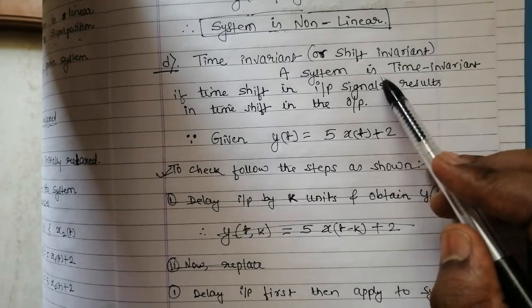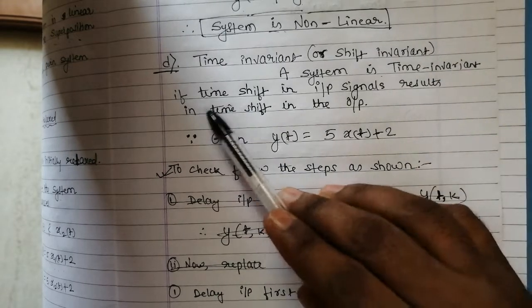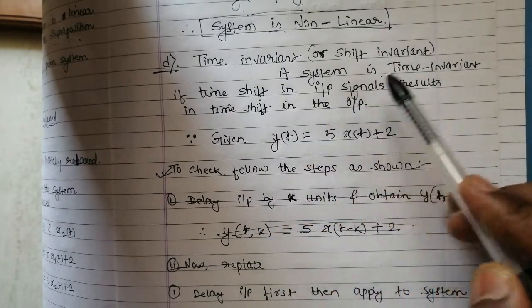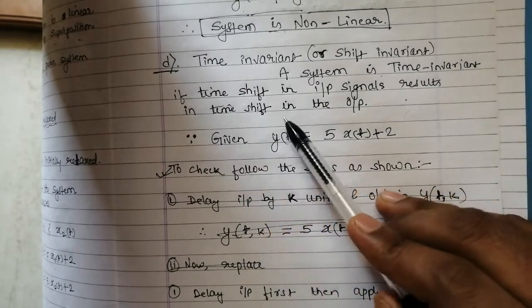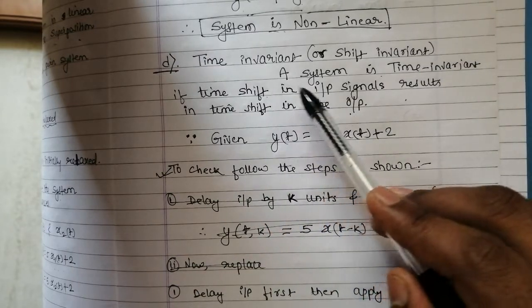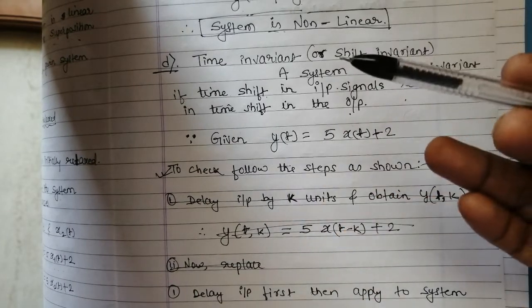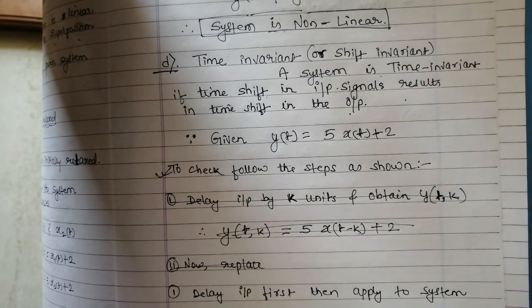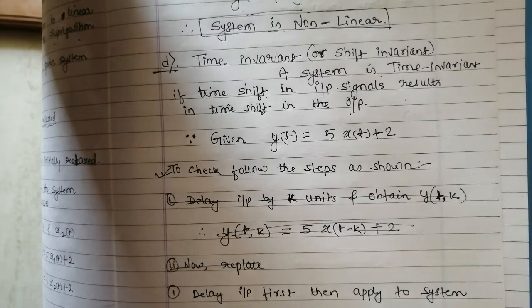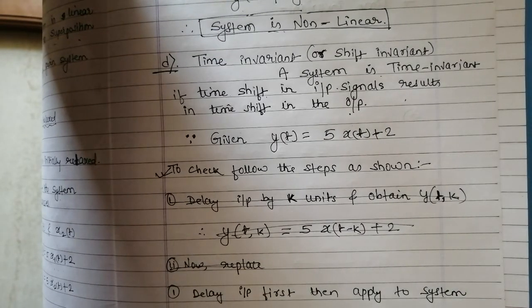एक सिस्टम को हम time invariant कब कहेंगे? If time shift in input signals results in time shift in the output. अगर आपने इनपुट में टाइम शिफ्ट किया तो आउटपुट में भी टाइम का शिफ्ट होना चाहिए. अगर ऐसा होता है तो आपका सिस्टम टाइम इनवेरिएंट है, मतलब शिफ्ट इनवेरिएंट है. ऐसा नहीं होना चाहिए कि सिर्फ टाइम शिफ्ट कर रहे हैं इनपुट का बट आउटपुट पे कोई इसका अफेक्ट ही नहीं हो रहा है. अगर ऐसा हो रहा है तो उसको हम लोग टाइम वेरिएंट कहेंगे, मतलब वो टाइम के साथ वैरी हो रहा है.